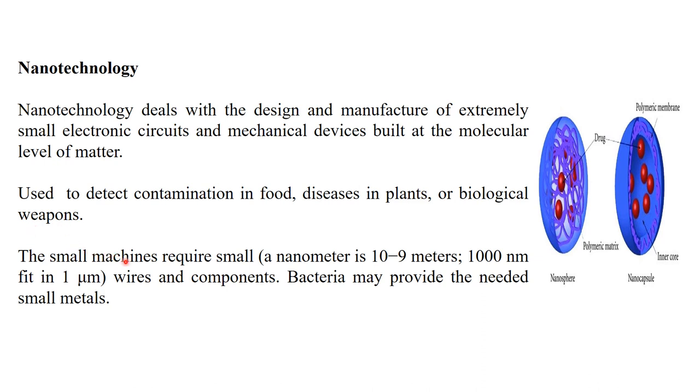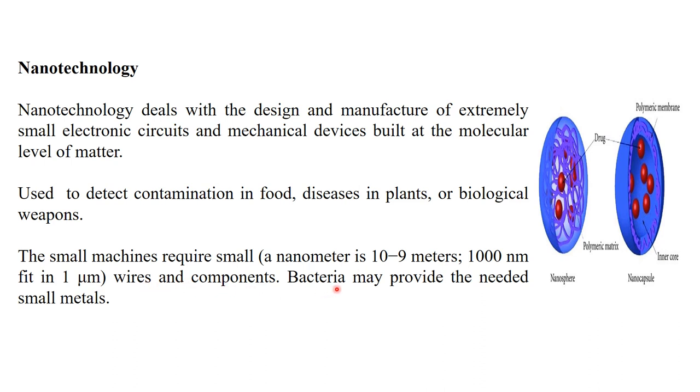These are very small machines. They require very small wires and components. What are the sizes of these wires and components? Their size is in nanometers, that is 10^-9 meters. 1000 nanometers fit in 1 micrometer, that's equivalent to 1 micrometer. So 10^-9, these are always required in nanometers.